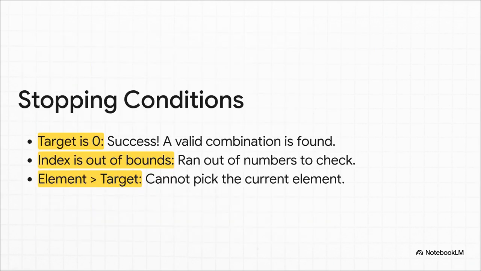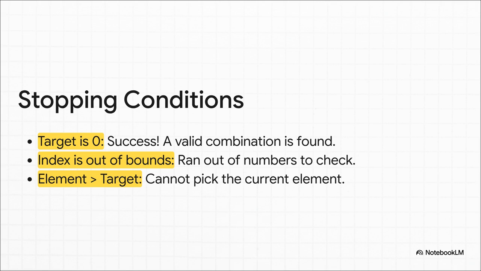For our process, we need 3 of these stop signs. The first one is the happy path. The target hits exactly 0. We found a solution, we save it, and we stop this path. The other 2 are dead ends. If the target ever becomes a negative number, well, that path is busted, so we stop. And finally, if we just plain run out of numbers to check, that path is also a dead end.